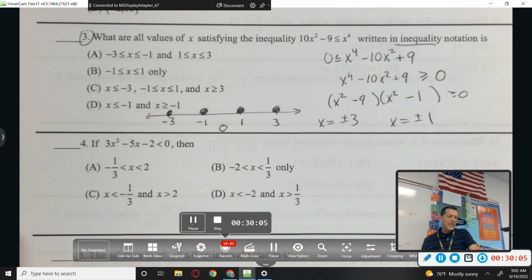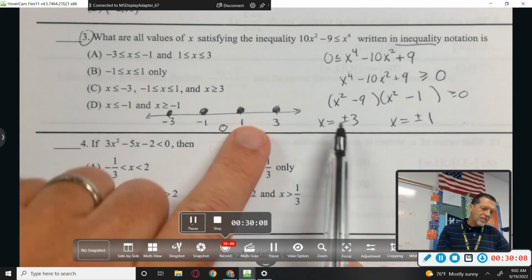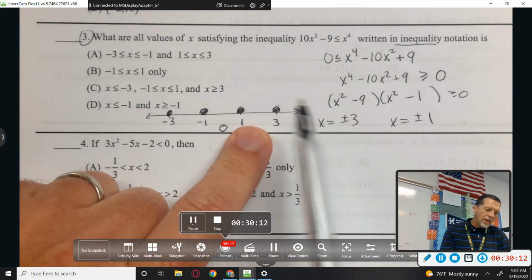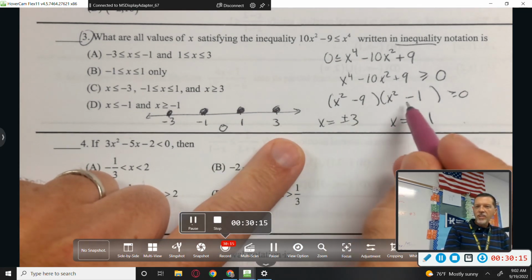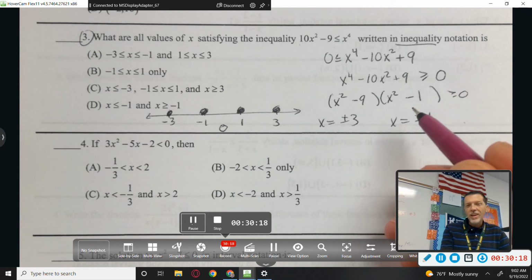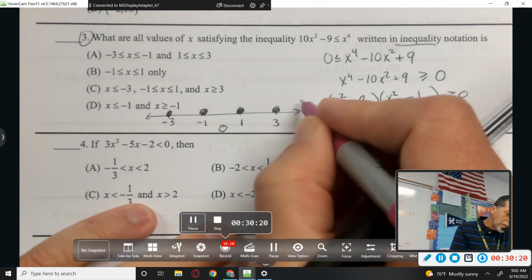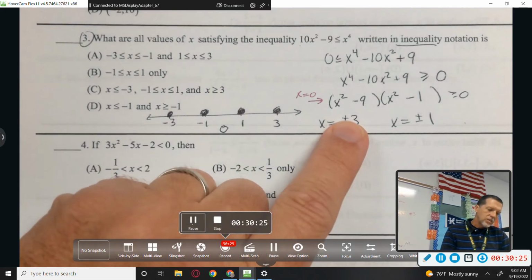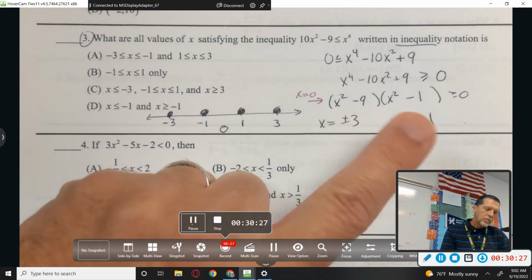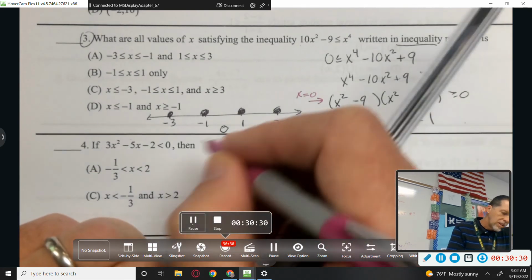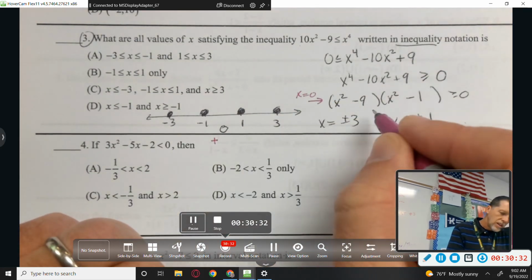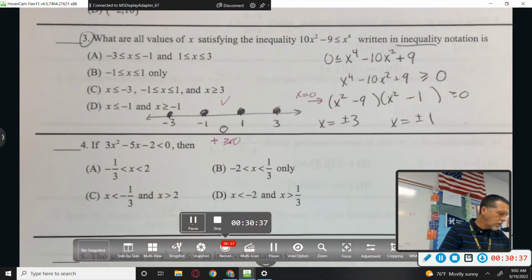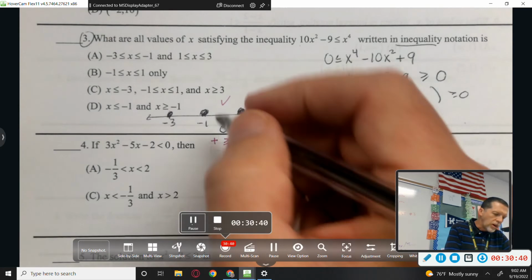So I've got a couple options. I can test it in, well, I got 4 options, I guess. I can test it into the original. I can test it into this factored form. I could have factored it one more and tested it into there. I think I'm going to test it into here. So negative 9 times negative 1 is a positive. So positive greater than or equal to 0. That's true. So I do want to shade that.